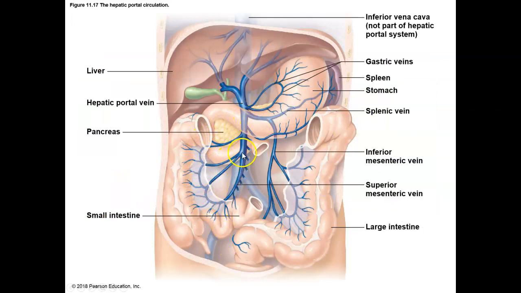And so this is a beautiful picture showing that hepatic portal system. So here we have superior mesenteric veins that are draining into this hepatic portal vein. The hepatic portal vein then moves into the liver, and up here we'll have hepatic veins that drain into the inferior vena cava.